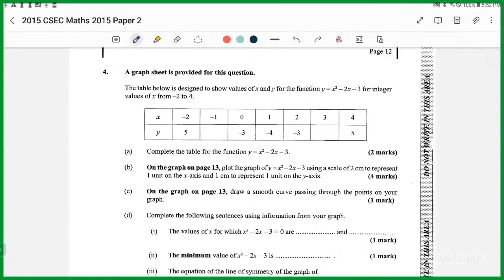I think I gave you this one to do because that's a quadratic. It says the table below is designed to show the values of x and y for the function. Remember, this is a quadratic function. It is symmetrical about a line of symmetry, or axis of symmetry, and it gives us the x values from negative 2 to 4. Are there any gaps? This is by 1, that is by 1, all the values increasing by 1. So all these values are going to be symmetrical about a line of symmetry.